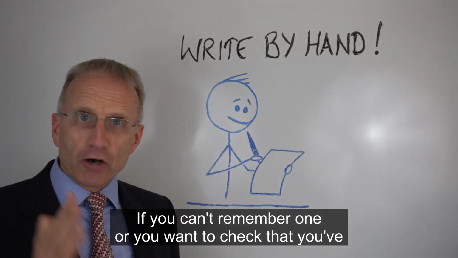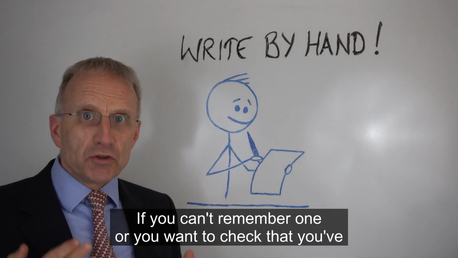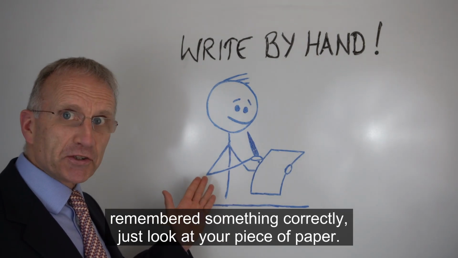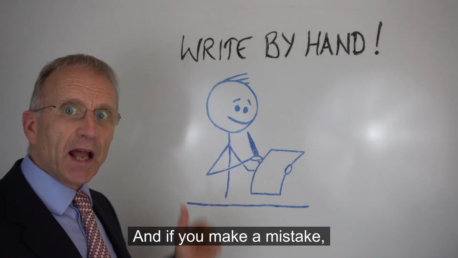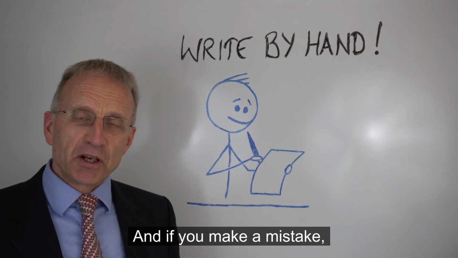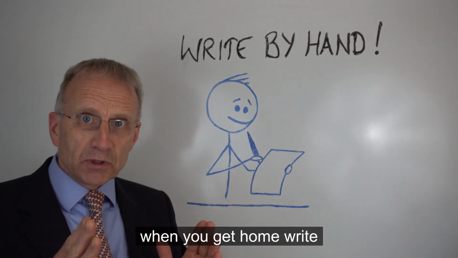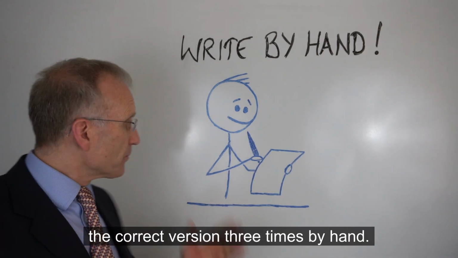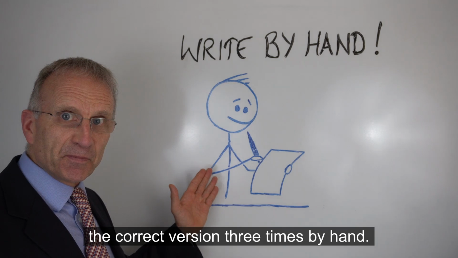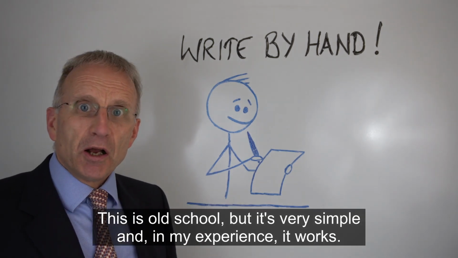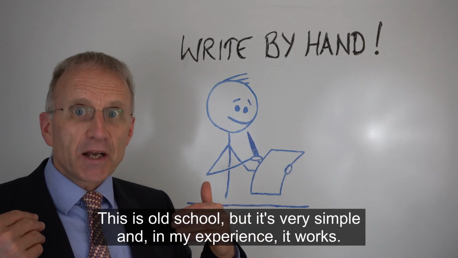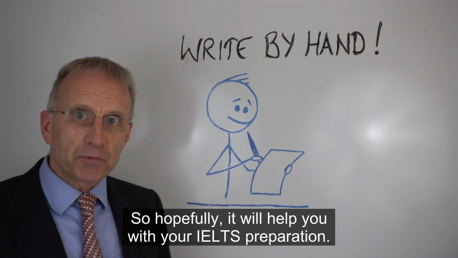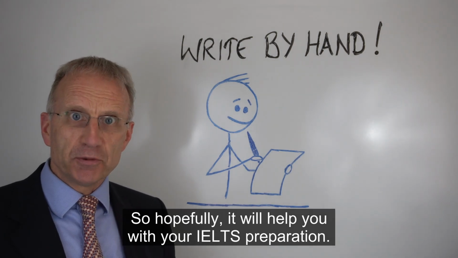If you can't remember one, or you want to check that you've remembered something correctly, just look at your piece of paper. And if you make a mistake, when you get home, write the correct version 3 times by hand. This is old school, but it's very simple, and in my experience it works. So hopefully it will help you with your IELTS preparation.